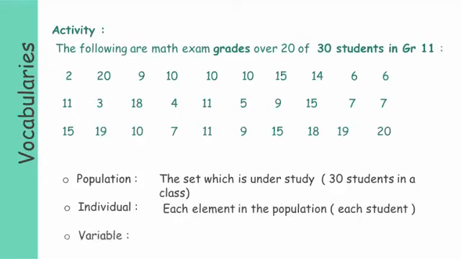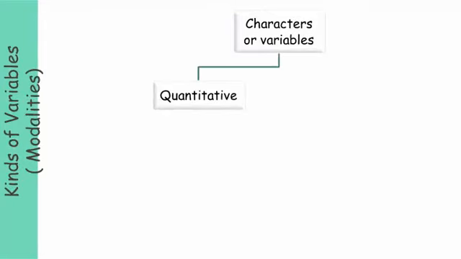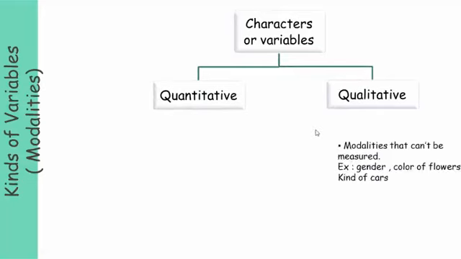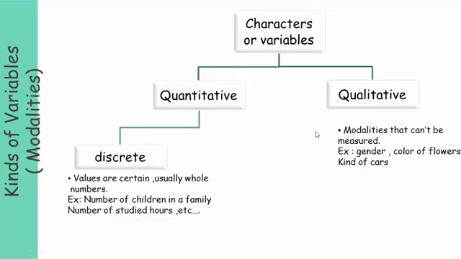The variable or modality is the character under study. It is here in this example the grades. Kinds of variables or modalities. There are two kinds of variables, quantitative and qualitative. In case of qualitative, it's the modalities that can't be measured, like gender, color of flowers, and kinds of cars. Also, there are two kinds of quantitative, discrete, where the values are certain, usually whole numbers, like number of children in a family, number of studied hours, etc.